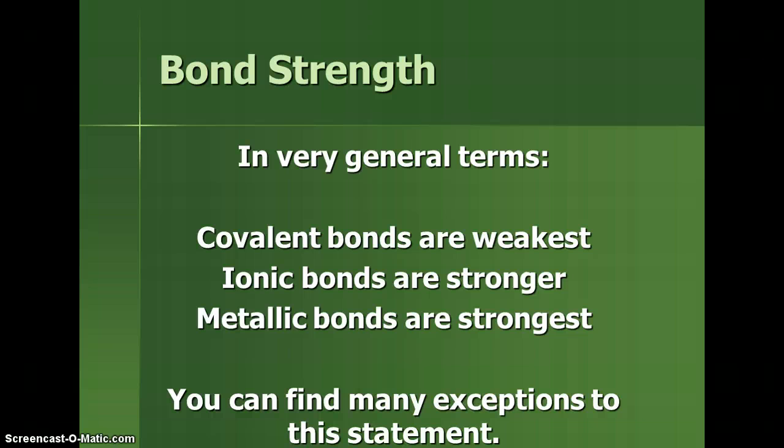So in very general terms here, covalent bonds are the weakest. Covalent bonds are formed between 2 non-metal atoms. Ionic bonds are stronger between a metal and a non-metal, and metallic bonds are even stronger than that. And you can find many exceptions to this statement as well.